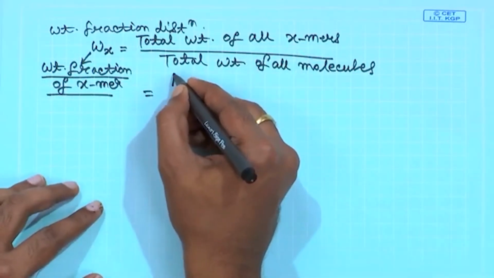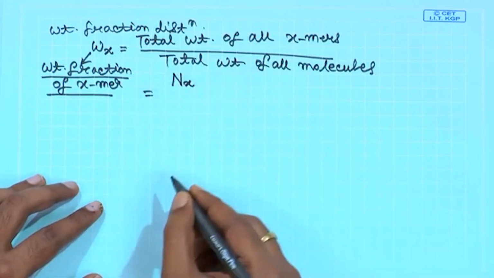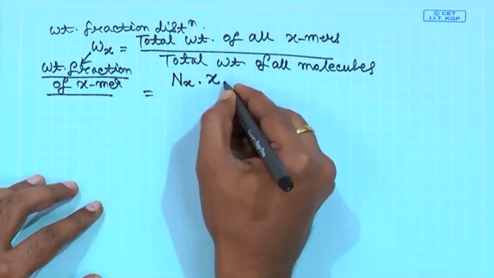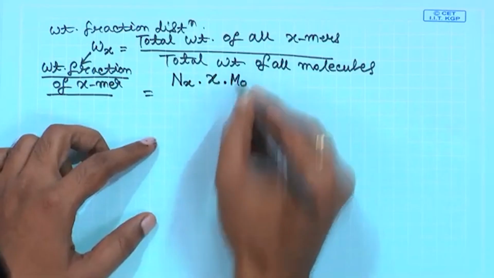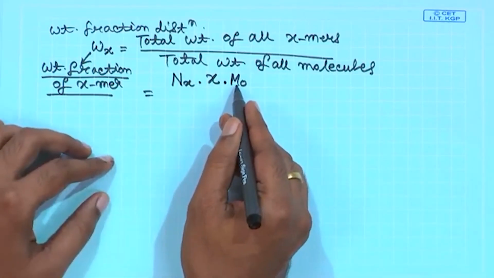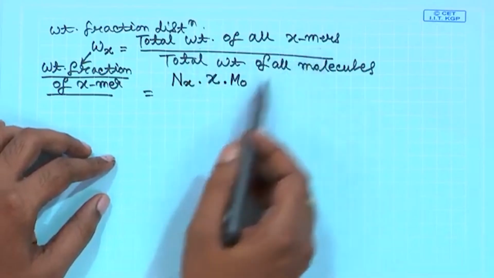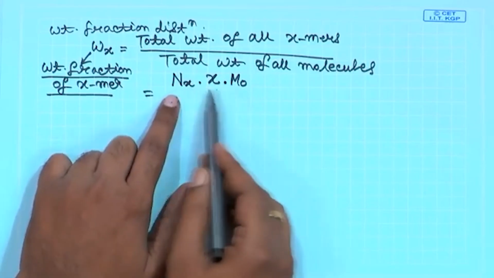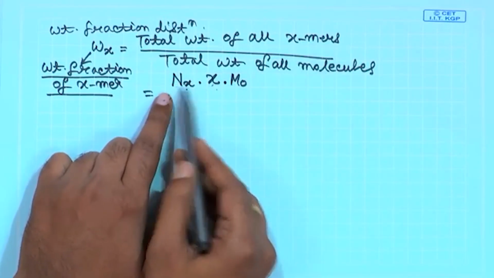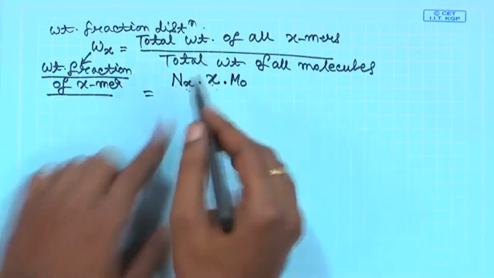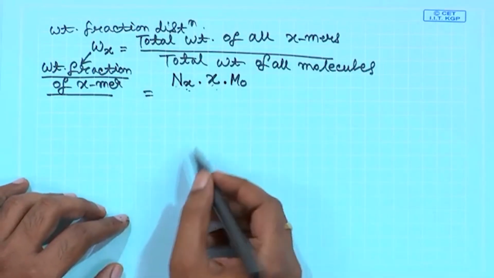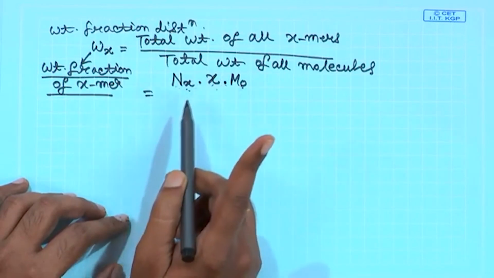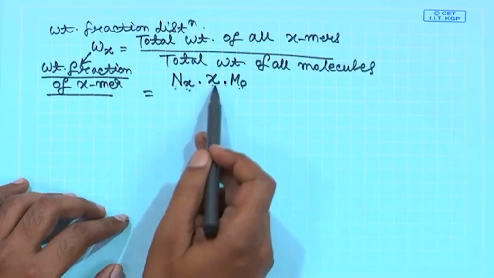So, what is the total number of x-mers? That is n_x. Each x-mer contains x structural units. So, multiplied by x, multiplied by m0, where m0 is the molecular weight of the structural unit. So, total weight of all x-mers is nothing but n_x into x into m0, because what is the total number of structural units that we are dealing with? That is x into n_x, because n_x is the number of molecules which each of them have x number of structural units, and what is the total weight? That is multiplied by m0, because m0 is the weight of one structural unit.